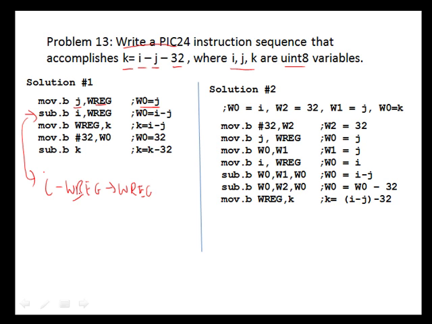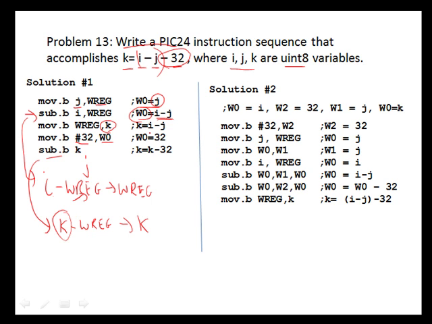So what does WREG contain? It contains j, as by the previous instruction, so i minus j is going to end up going into W0. We're then going to store this partial result in k, so k will first equal i minus j. At this point, we need to complete this by subtracting 32 from k. So we're first going to move the immediate value 32 into W0, and then we're going to use this instruction, which says k minus WREG, with the result being placed into k.